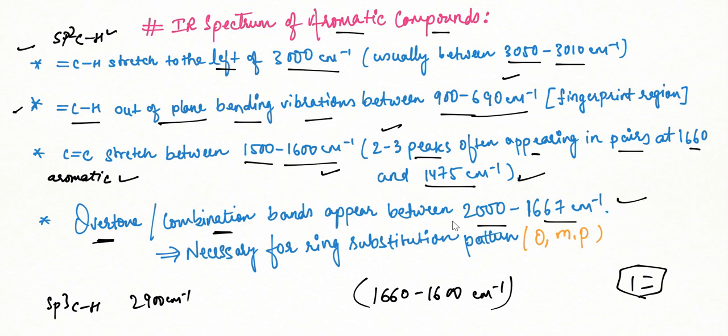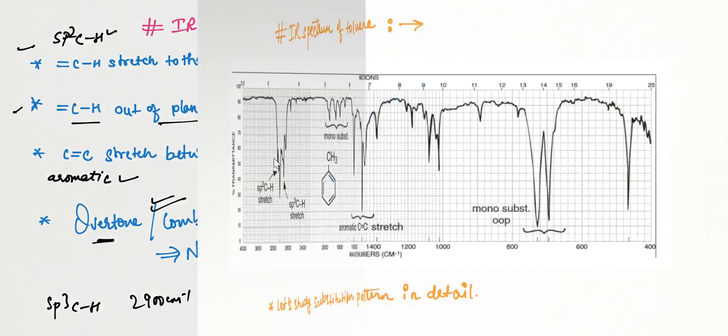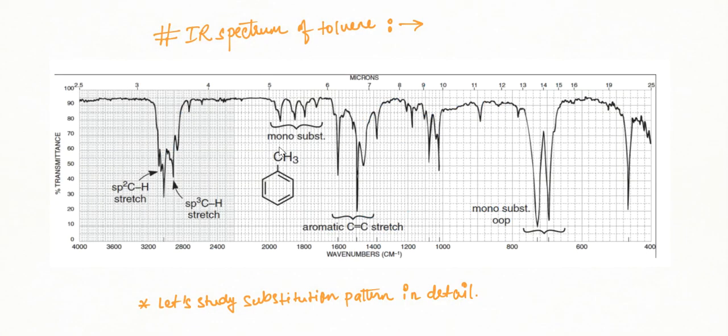Now guys, there is a very important thing we have to remember if we want to identify a spectrum, that is the ring substitution pattern. For ortho, meta and para we have 3 different ring substitution patterns, and we are also going to see them. It is also very easily predicted by the overtone or combination bands appearing in this region. Alright guys, let us now start solving some spectrum problems.